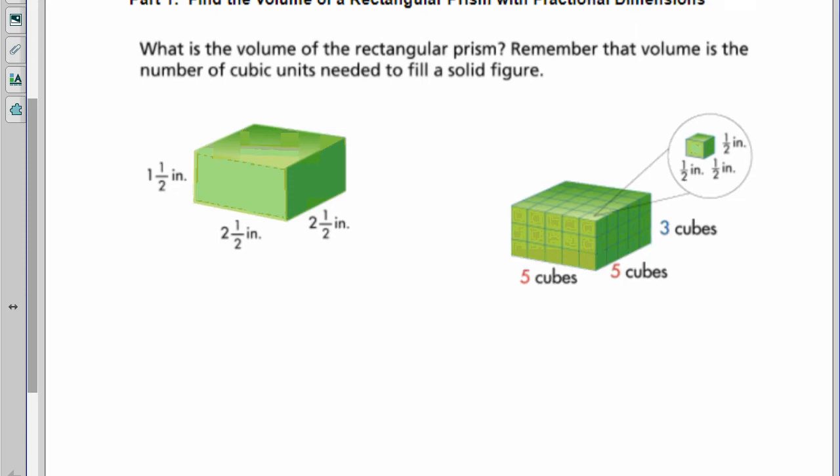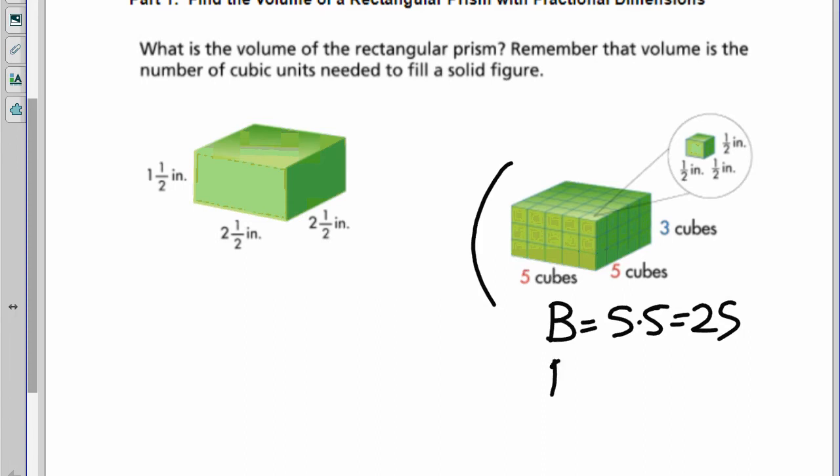So again, over here we have a figure, a prism that we want to find the volume of. And if we look at it, it's 5 cubes by 5 cubes in the base. So the area of the base is 5 times 5, or 25 cubes in the bottom layer, and I have 3 of those. So the base times the height, which is our volume, is going to be 25 times 3, or 75 cubes can fit in this structure.